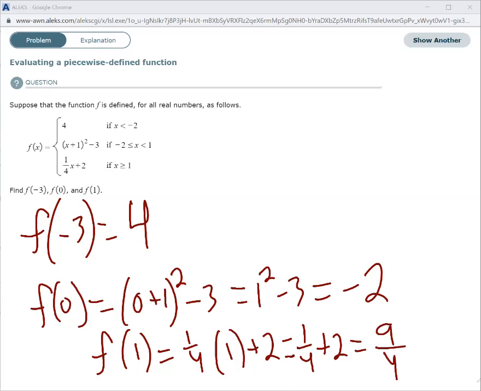Now, a word of caution when you're working on this topic, this one was easy because the -3 went to the top one, the 0 went for the middle one, and the 1 went for the bottom one. It's not always going to be that easy. Sometimes it's going to mix it up. Sometimes it might not even use one of these equations. So just be careful when you're doing that.